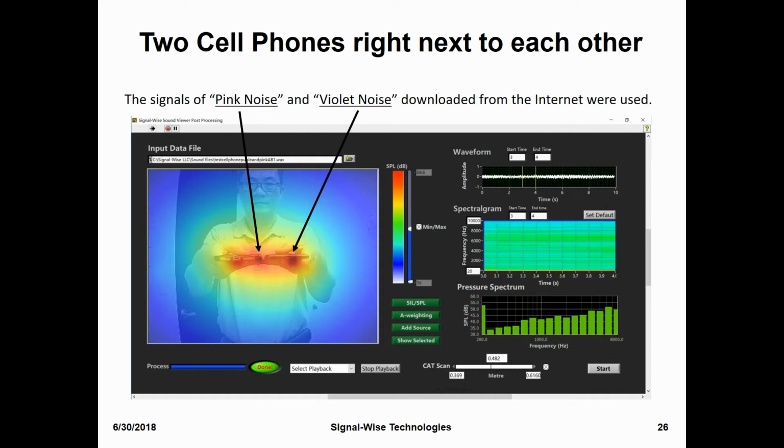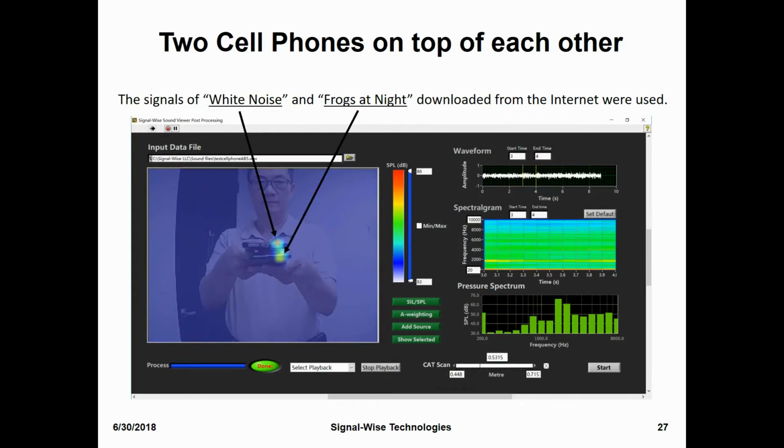Now we put two cell phones right next to each other, one producing pink noise and the other producing violet noise, both of them downloaded from the internet. Results show that SoundViewer can still identify these two cell phones.